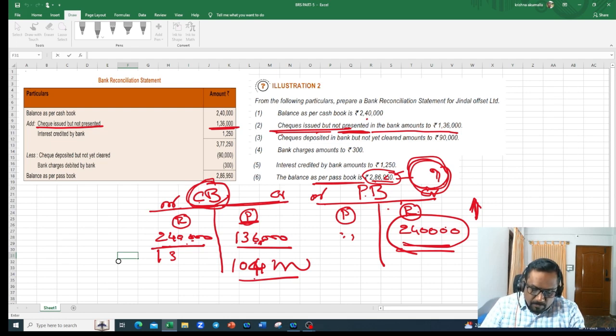This balance has become 1,04,000. But the question mark balance, we need to see the status of the question mark balance. The status of the question mark balance is increased. Since the status of the question mark balance is increased, I just added. If it is increased, I have to add. If it is reduced, I need to subtract. So I added 1,36,000. Are you clear?